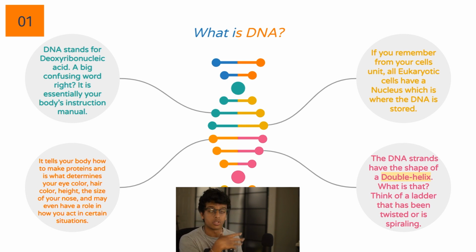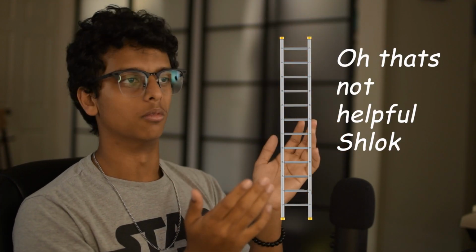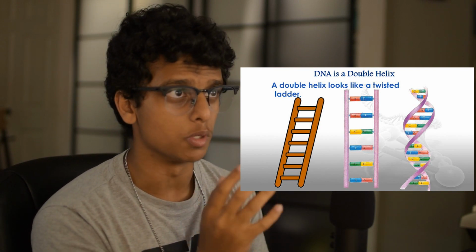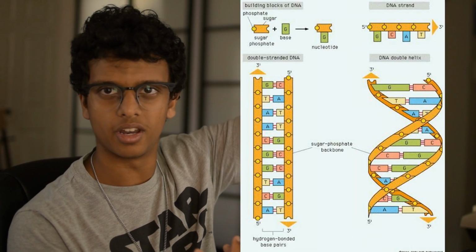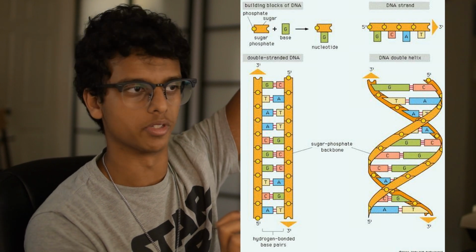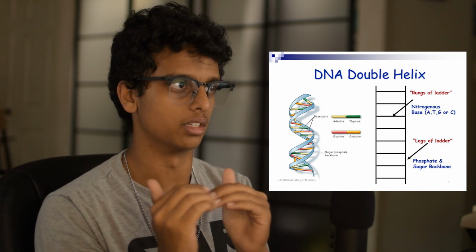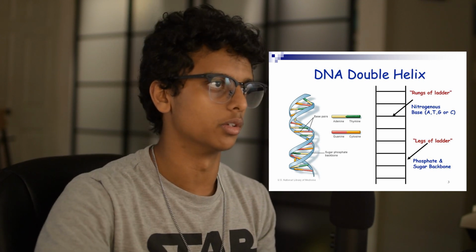If you remember from your cells unit, all eukaryotic cells have a nucleus, which is where the DNA is stored. So that's just where it lives. The DNA strands have the shape of a double helix. What is that? Essentially, it's a ladder. There'll be a picture or graphic over here. Basically like a ladder that's been twisted, so that one end has been twisted this way, the other end has been twisted the opposite way. And so it's just like a spiraling ladder, with the rungs essentially being the proteins and the nucleotides that we'll get into in the next slide. So that's what it looks like on its own when it's not been compacted into a storage form.